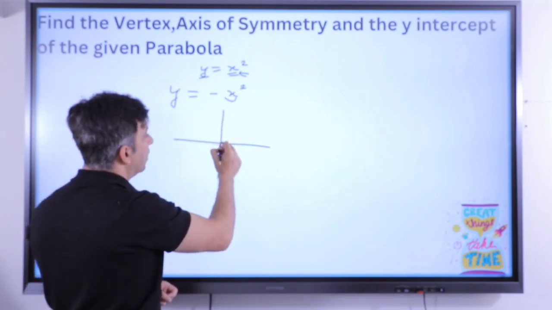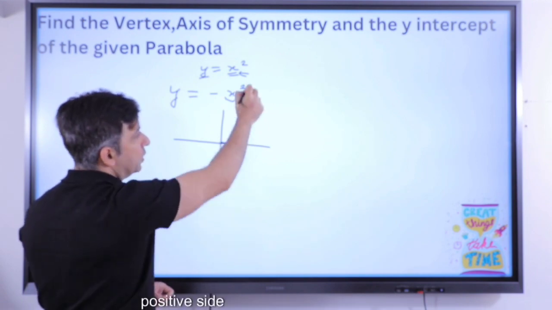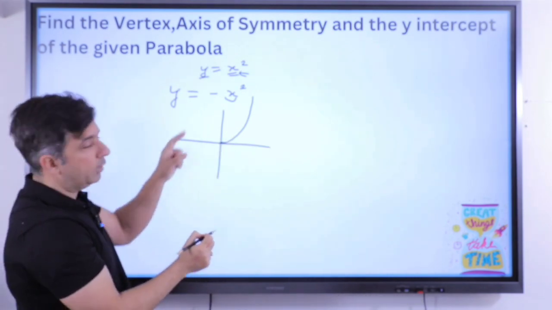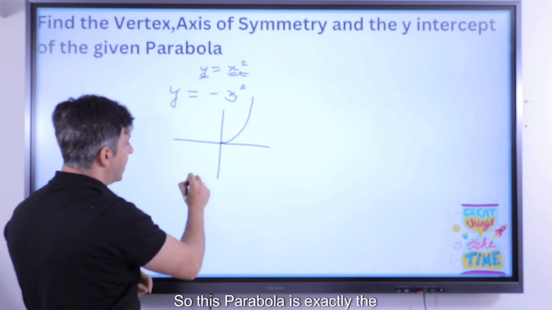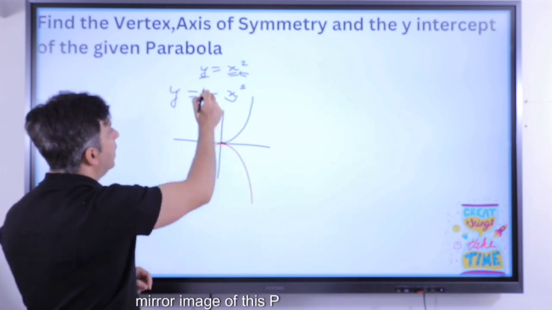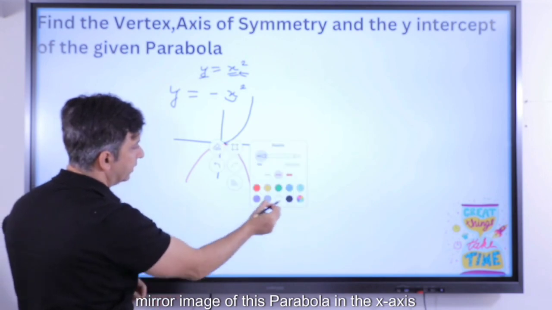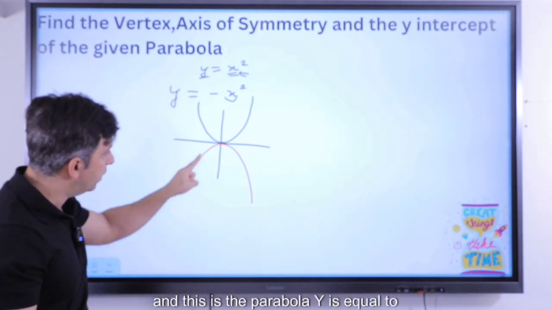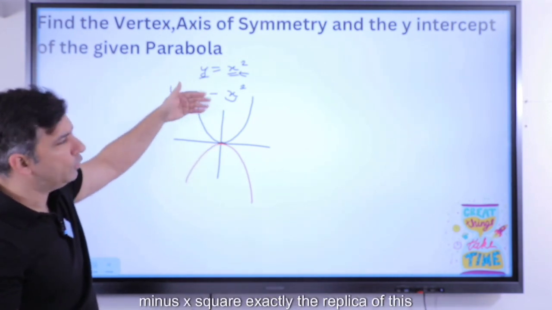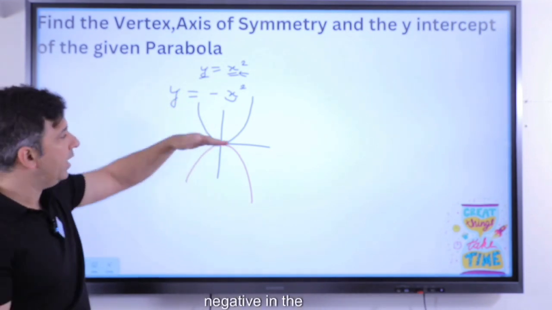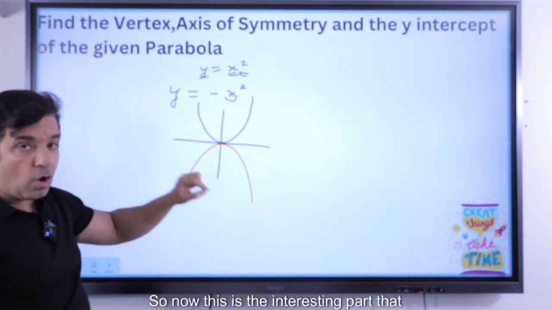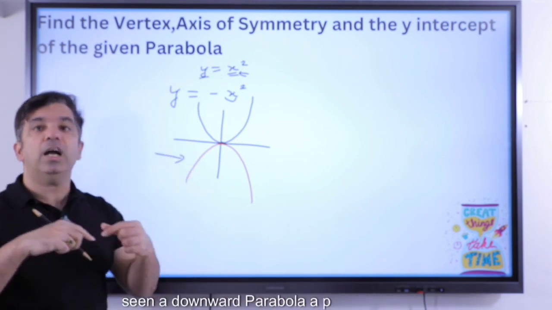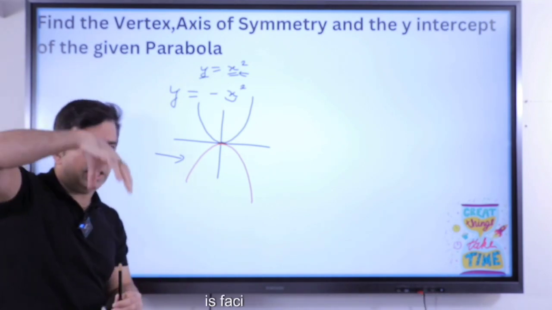Can we see that whatever value of y we are getting on the positive side, exactly the same value of y we are getting on the negative side for this parabola. So this parabola is exactly the mirror image of this parabola in the x-axis. This is the parabola y is equal to x square and this is the parabola y is equal to minus x square. Exactly the replica of this parabola, but as a reflection in the x-axis. Now this is the interesting part: for the first time we have seen a downward parabola, a parabola which is facing downwards.